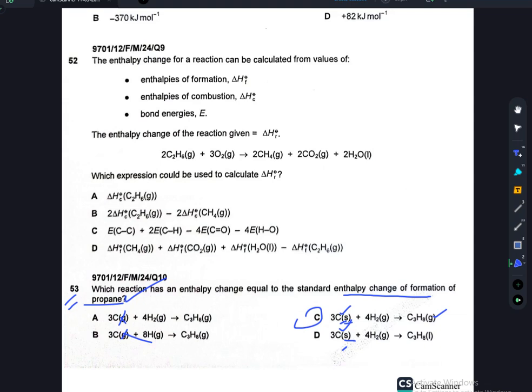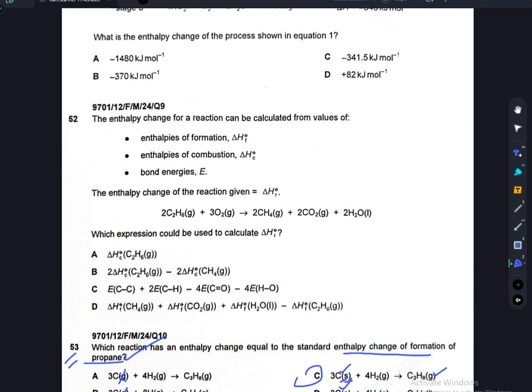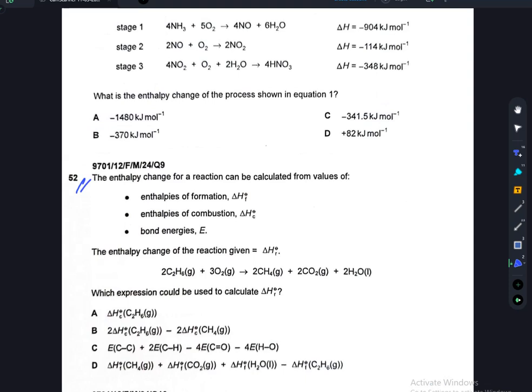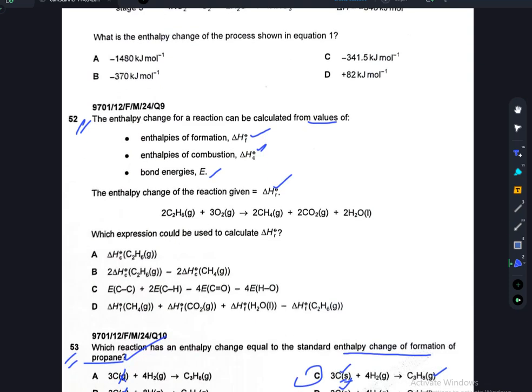Why do we go for any like that? 52. The enthalpy change for a reaction can be calculated from the values of enthalpy change of formation. Okay, so this is a tricky MCQ somehow. Which expression can be used to calculate delta HR? I have already read the whole of the statements. I have already solved a paper, so that's why you should be first reading the statement by yourself. Which expression can be used to calculate delta HR? Okay, so this is a tricky MCQ.